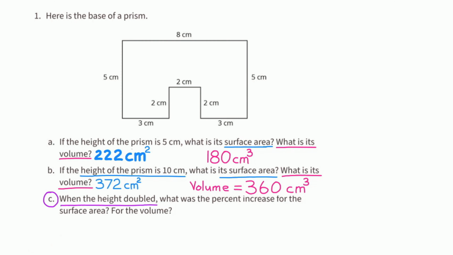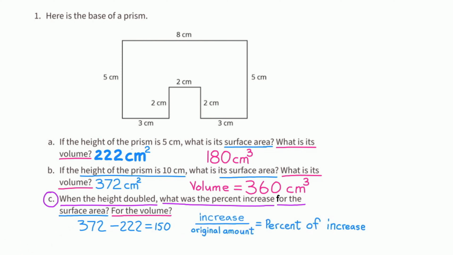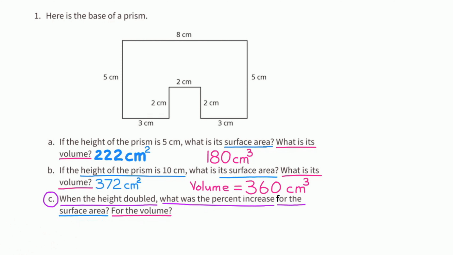C. When the height doubled, what was the percent increase for the surface area? For the surface area, the larger surface area minus the smaller surface area will equal the increase. 372 minus 222 is 150. They're asking what was the percent increase. We need to figure out what percent 150 is of 222. You can do that by dividing. 150 divided by 222 shows that 150 is approximately 67.6% of 222. That was the percent increase for the surface area.